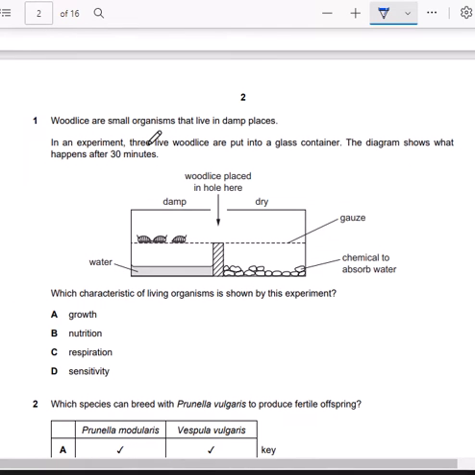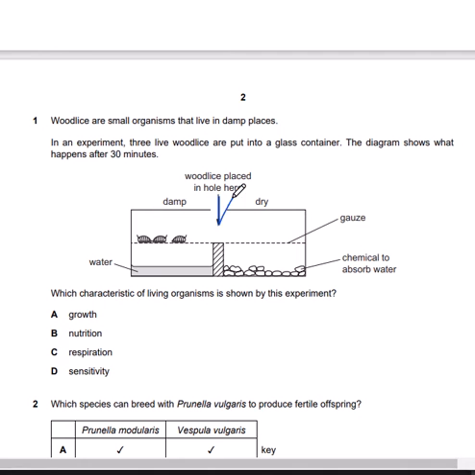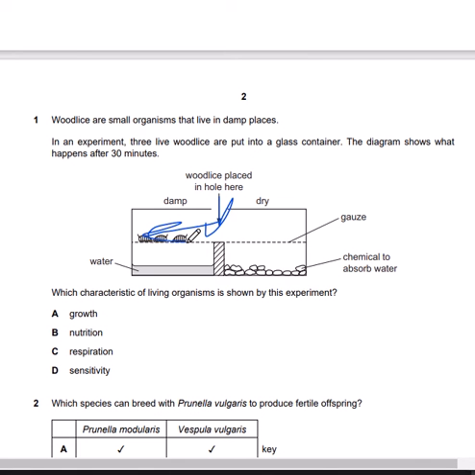Question 1. Woodlice are small organisms that live in damp places. In an experiment, 3 live woodlice are put into a glass container. The diagram shows what happens after 30 minutes. What characteristics of living organisms is shown by this experiment? So basically they move downwards and then to the damp area.